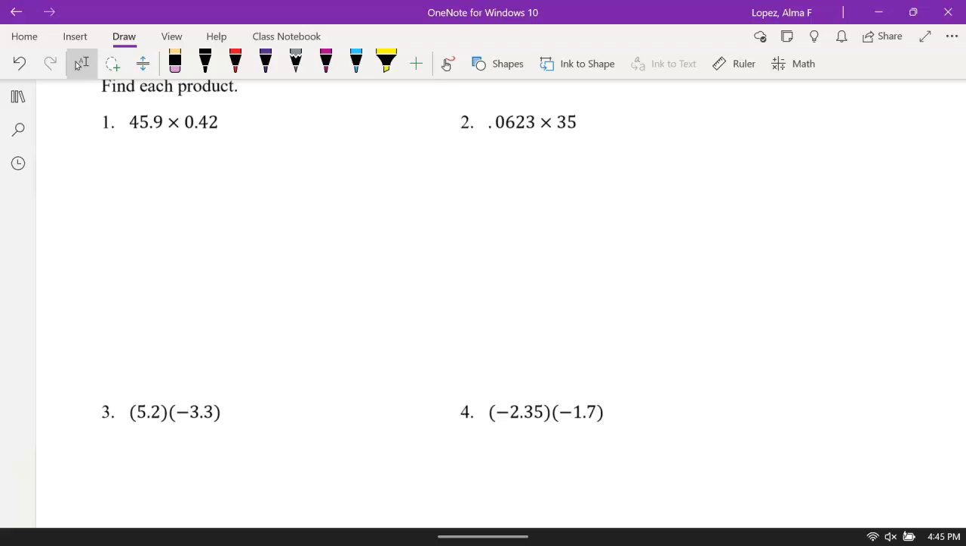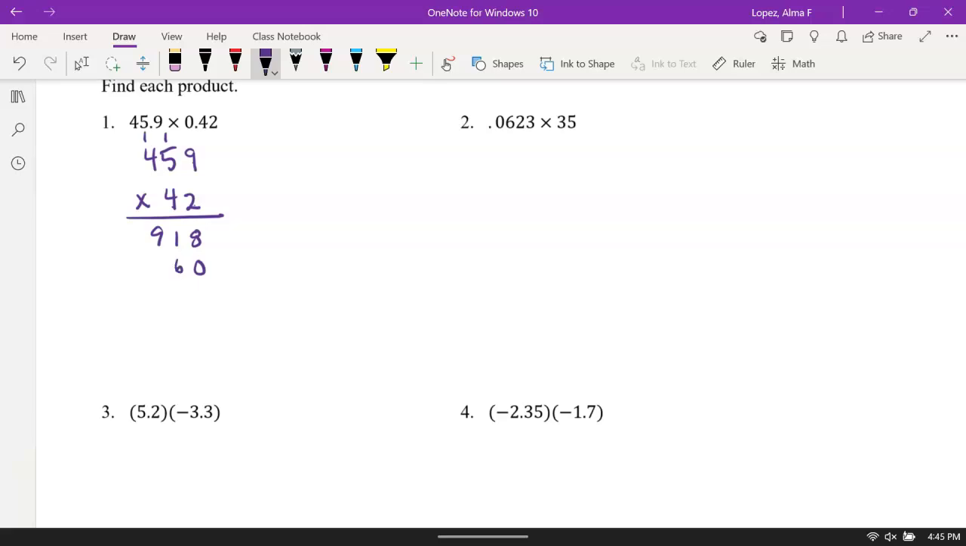On this first example, we're multiplying 45.9 times 0.42. So I'm going to multiply 45.9, actually you don't put the decimals on there, 45.9 and 0.42. So you multiply them as if they're just whole numbers. So let's do that. 2 times 9 is 18. 2 times 5 is 10, plus 1 more is 11. 8 plus 1 more is 9. Bring down a 0 so that we can multiply the tens digit.